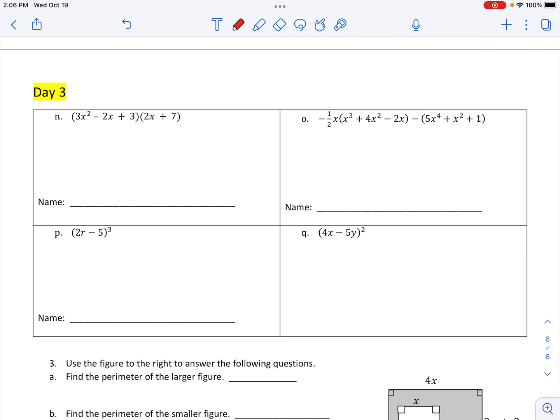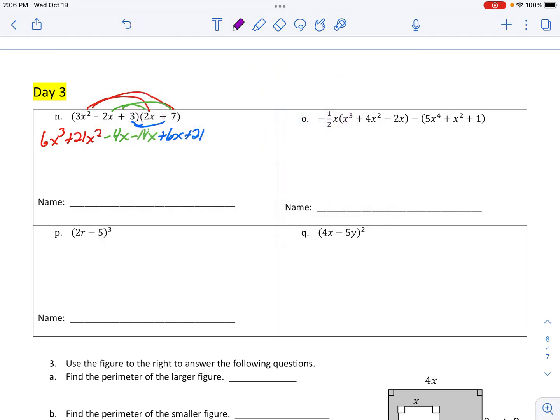Okay, on letter N, a little bit more multiplication going on. You've got a 3 term times a 2 term. So a binomial and a trinomial. Nothing changes, it's just that there's a lot more multiplication going on. So 3x squared, we multiply that together. 6x cubed plus 21x squared. But then I also need to come around and distribute that negative 2x. I get minus 4x, minus 14x. And then I have to finish it off by multiplying the 3.